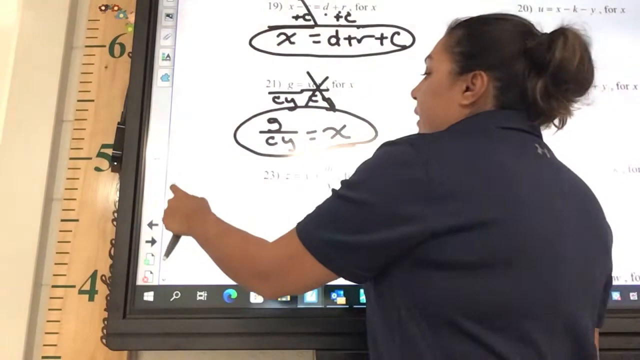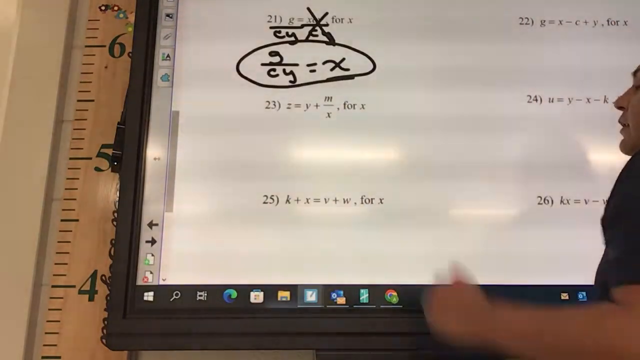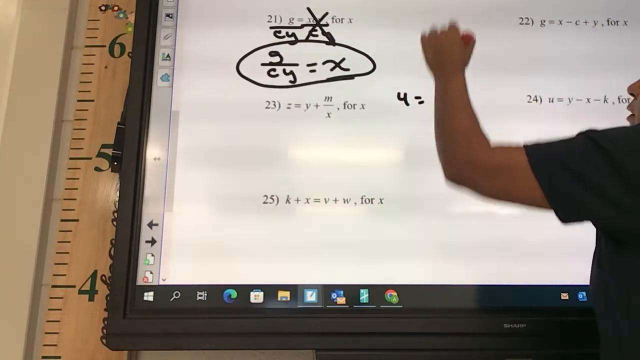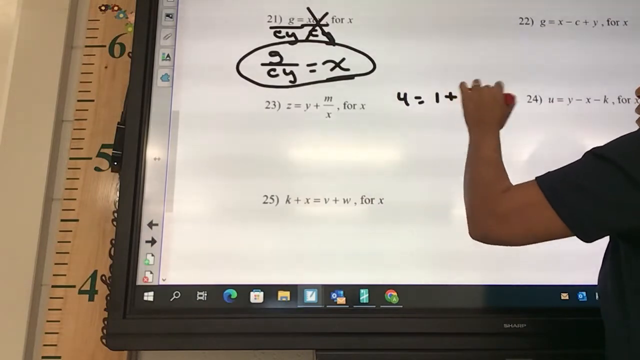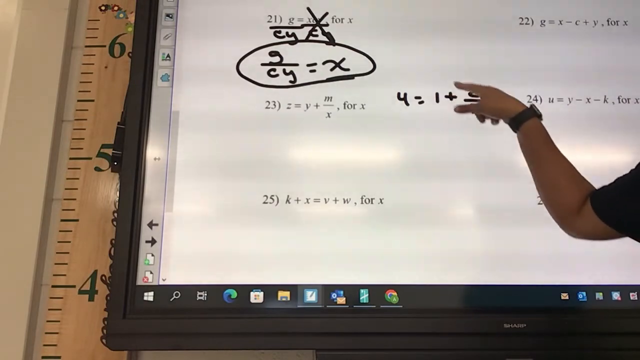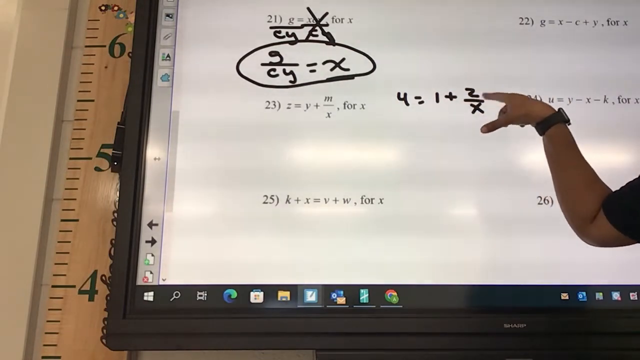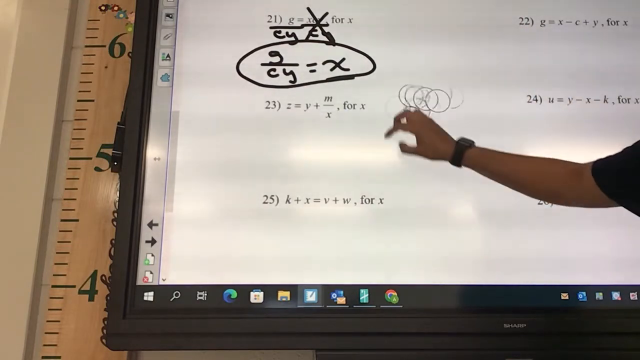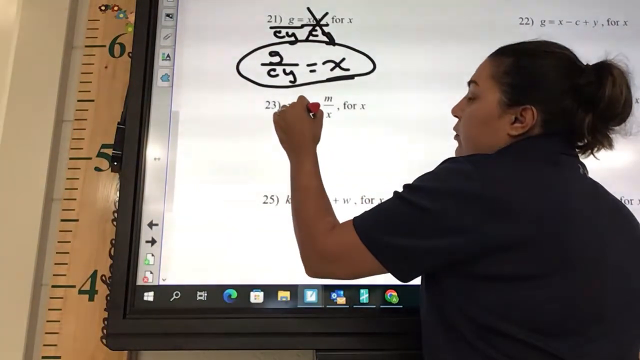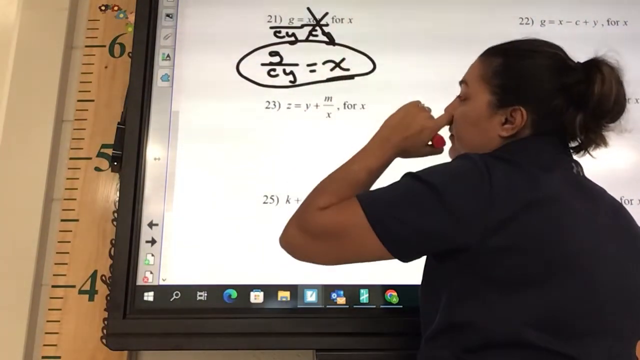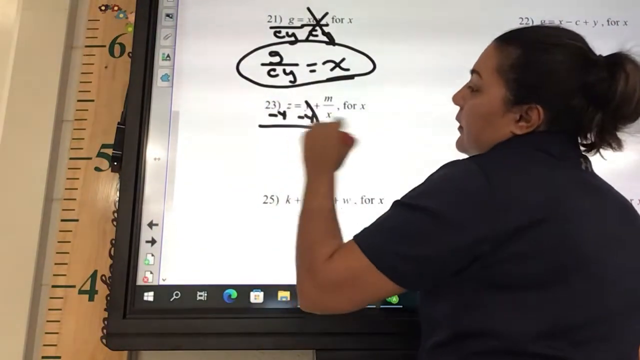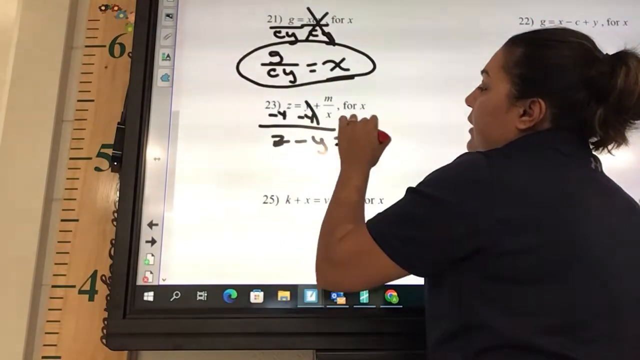Okay, 23 is kind of like a two-step equation. So if we had something that looks like 4 equals, we'll do a different number, 1 plus 2 over x. Okay, the same way that we would do the two-step equation, you always do the addition or subtraction first and then the multiplication or division. Okay, so the y is definitely going to get moved first because we're solving for x. So our first step is going to be to say minus y. Okay, and so we got z minus y equals m over x.